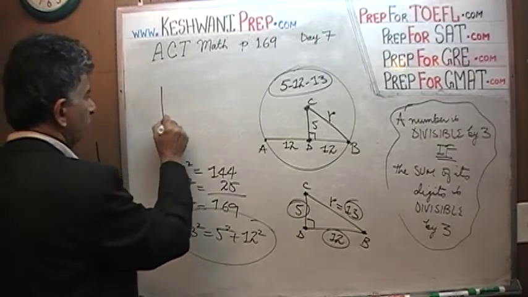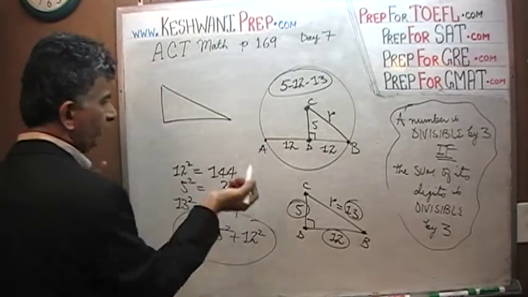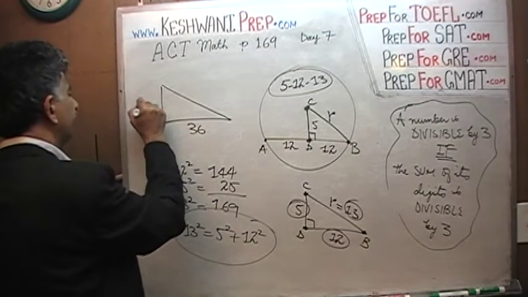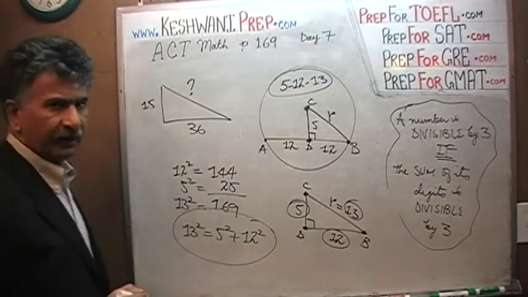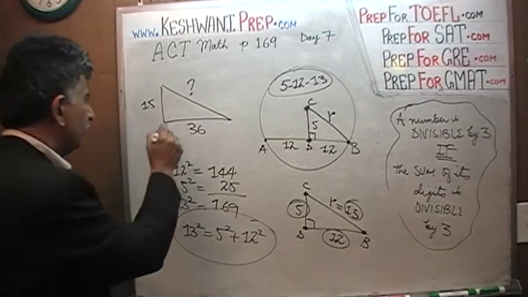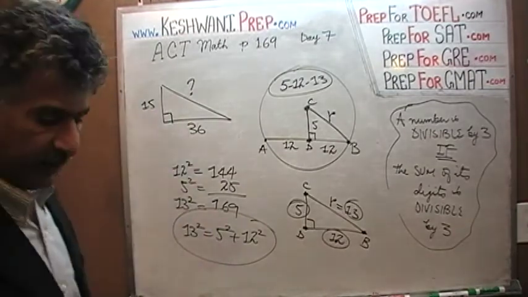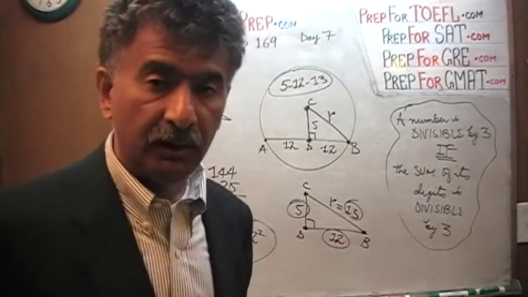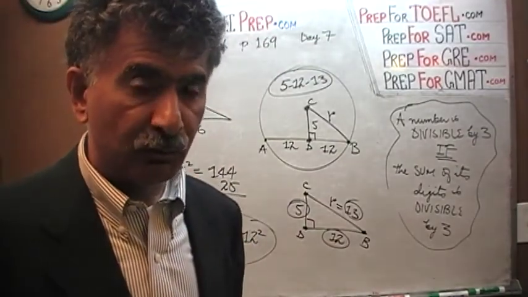So here's your triangle. We're going to make it very simple. This is 36 and this is 15. Can you tell me what this missing side is? Again, before you do any work at all, check. It's a right angle triangle. Okay, compare yesterday's video to today's video that you're watching right now. And if you have not watched yesterday's video, go back and watch it.